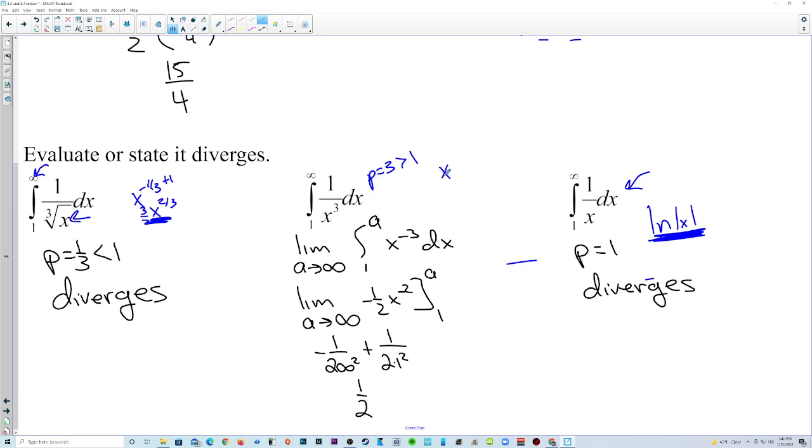Now it converges because we have x to the negative 3. That's the same thing. When you add 1, you don't get that positive power. You still have a negative power. So there's the antiderivative for this one. Antiderivative, that goes to the denominator. We plug infinity in. This piece becomes 0. And then we have 1/2. So the answer on this one is 1/2.